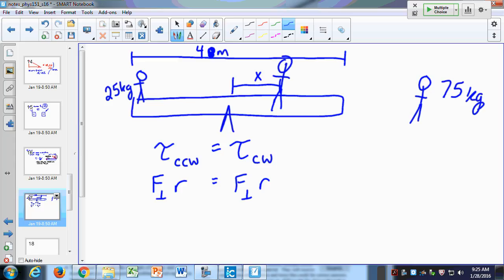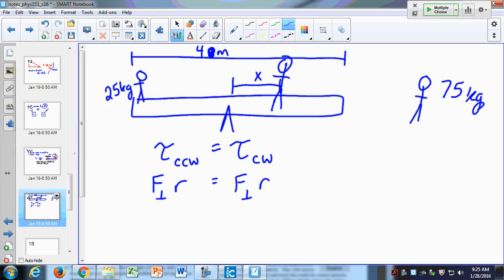Yes, is that what you said? What's his weight? Remember, mass and weight are different. It's like a slug and a pound. It's like a kilogram and a newton. And if I have a mass, how do I find the weight?